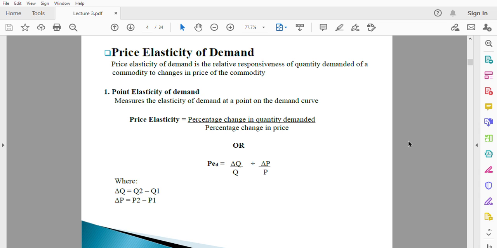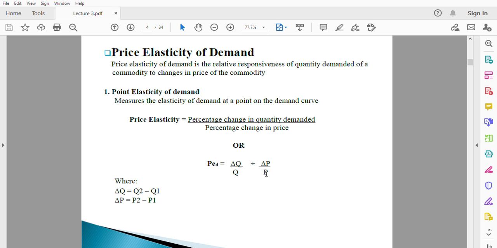So under price elasticity of demand, we have different types we want to look at. But the first is point elasticity of demand. It measures the elasticity of demand at a point on the demand curve, at a particular point on the demand curve. So this is the formula. Point elasticity of demand is percentage change in the quantity demanded divided by percentage change in the price. It can also be defined as this sign, this triangle sign means change. So change in quantity demanded divided by the quantity demanded, all divided by change in the price divided by the price.